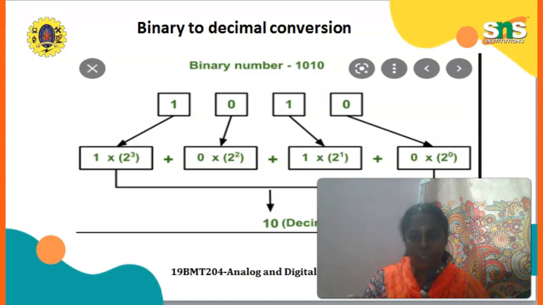So here, 0 into 2 power 0. Anything multiplied by 0 is 0. And 1 into 2 power 1 is 2, since 2 power 1 is 2. And 0 into 2 square is 0. And 1 into 2 cube is 8. So totally there are only two nonzero values, the leftmost one and the second digit from the right. So 8 plus 2 is 10. This is the decimal equivalent.